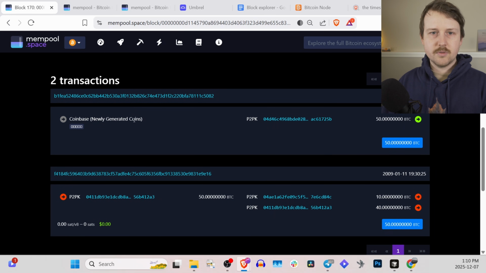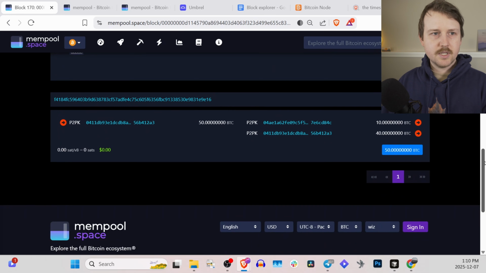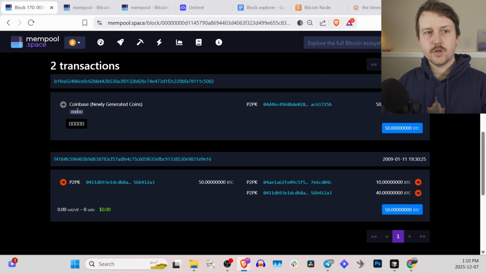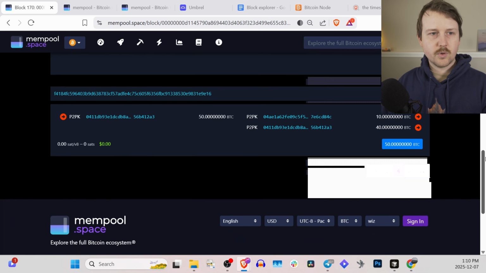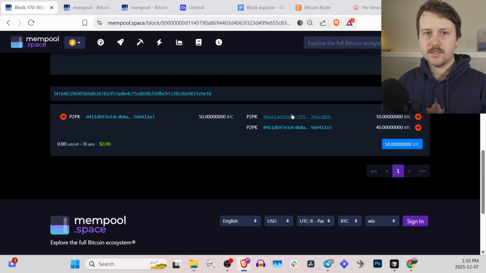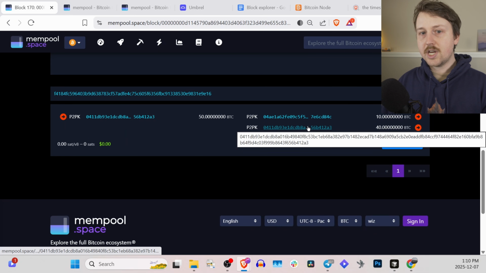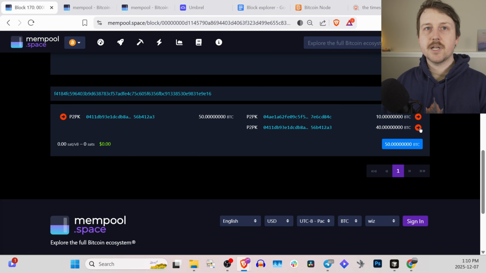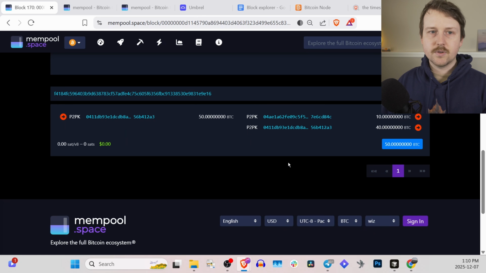And so we have the Coinbase transaction, just as the other one, with no information put in the Coinbase, and we can see that from this wallet, 10 Bitcoin was sent to this address, and this is the change address that the 40 Bitcoin change was sent back to. So this is the first Bitcoin transaction on chain.